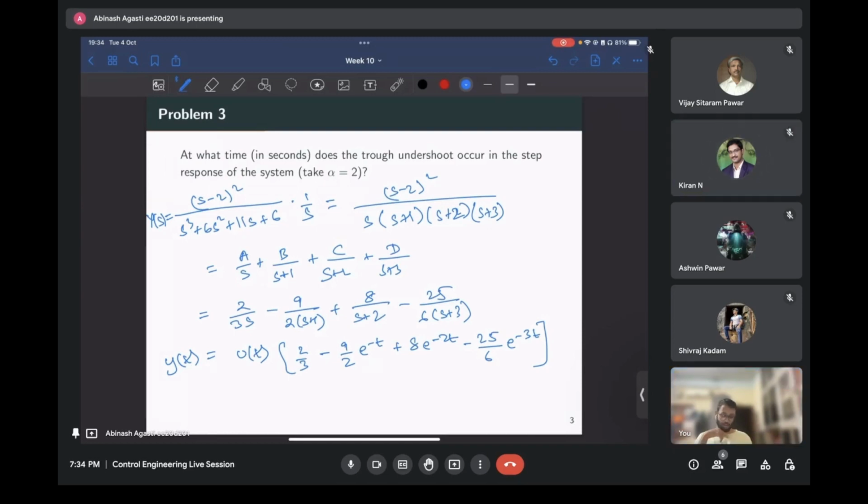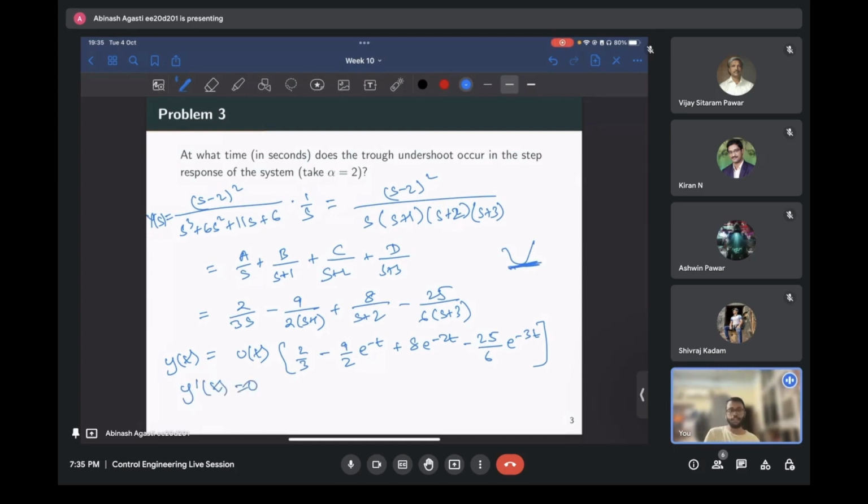Okay. So now again in this question we need some numerical help, but don't worry about it from an exam point of view. So y of t is this. Now what we want to find out is where does the undershoot occur? So what is an undershoot? We have this kind of thing. So there is kind of a minima, right? A local minima. So at that point we know y dot of t will be 0.